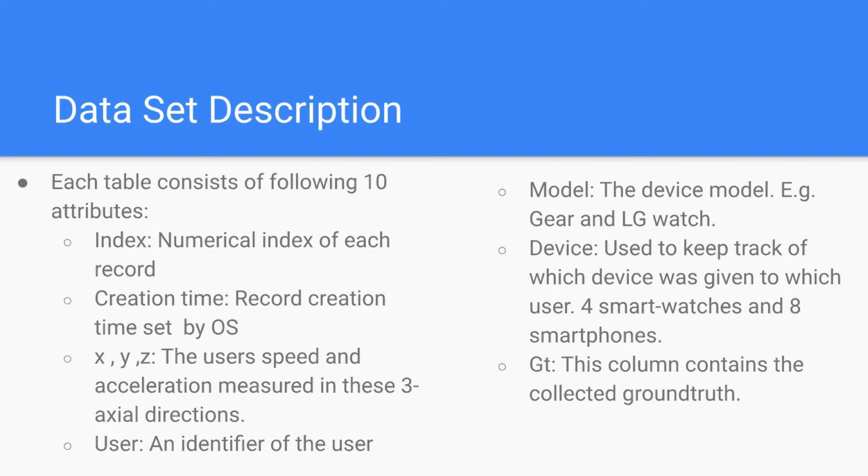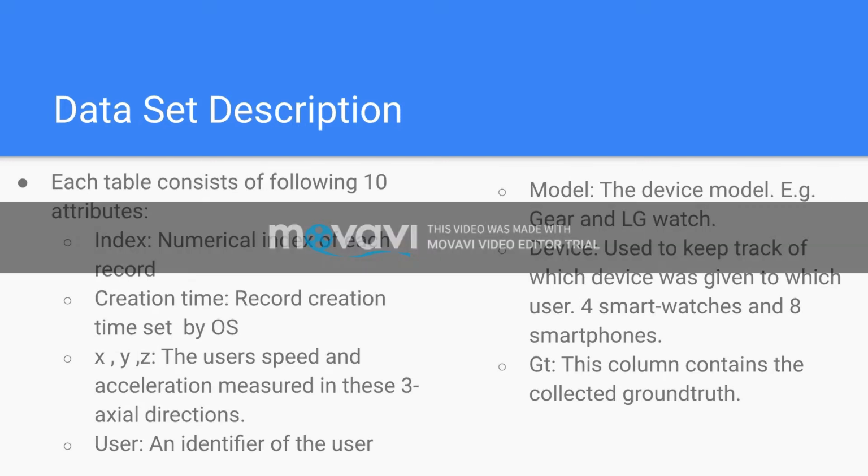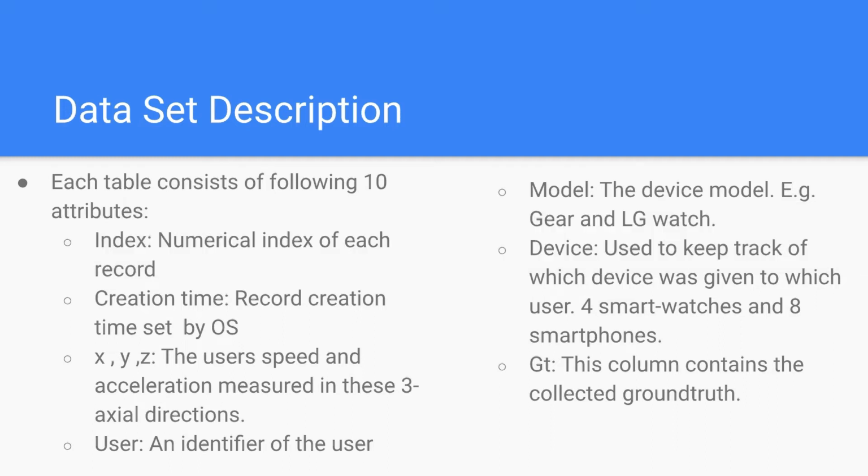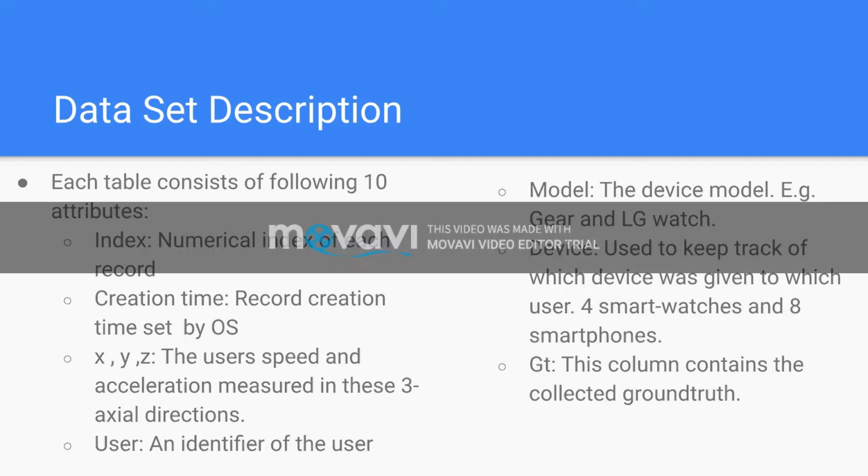Each table consisted of 10 attributes. Index is the index of each record. Creation time is the timestamp given by the OS. X, Y, Z are the user speed and acceleration measured in three different axial directions. User is the identifier. Model is the device model. It can be like Gear, LG Watch, etc.